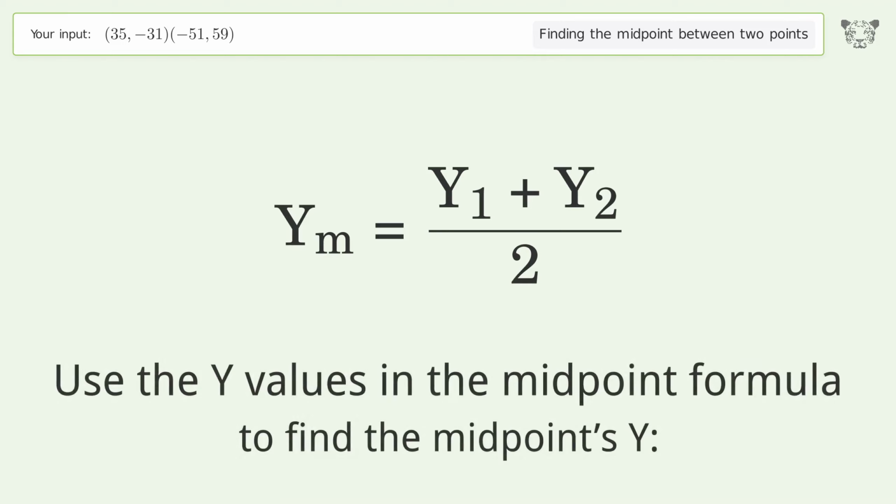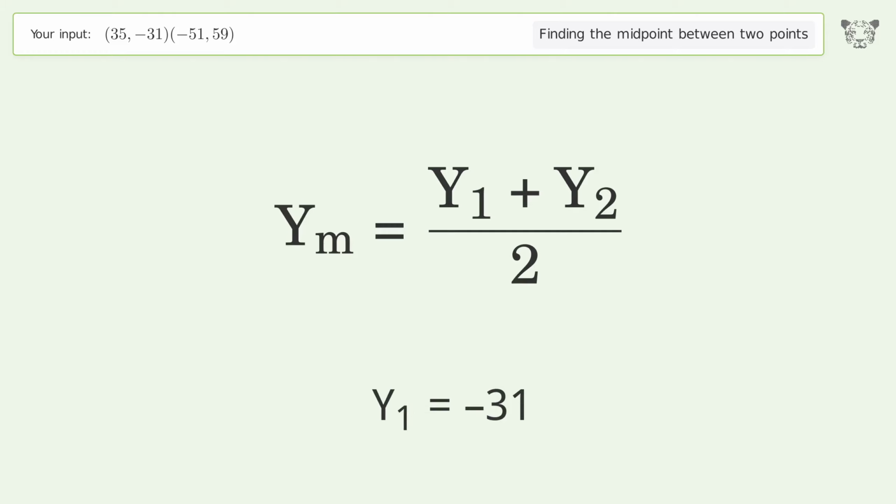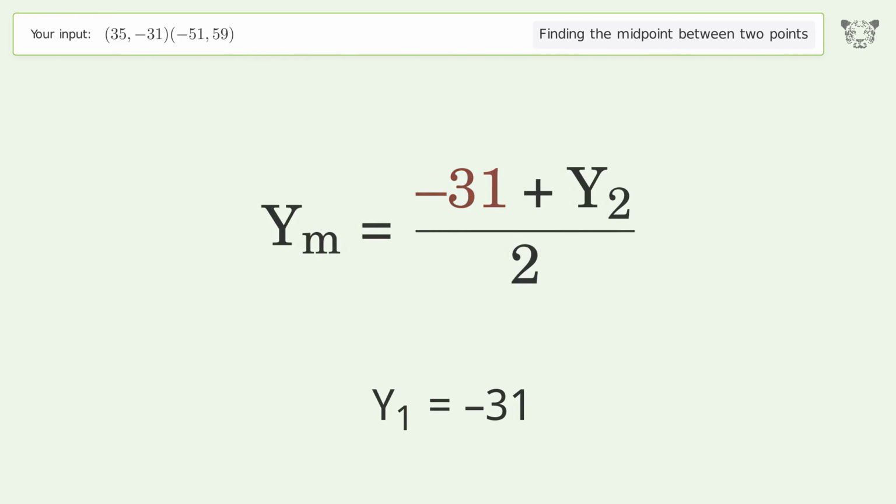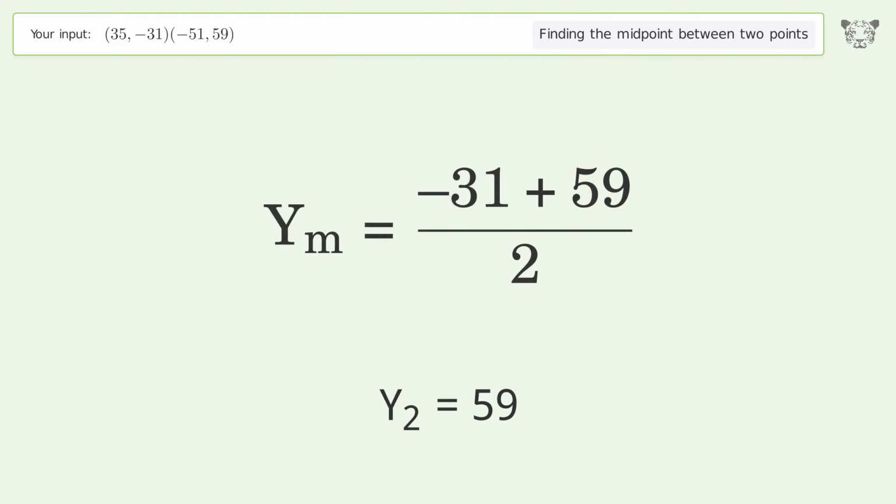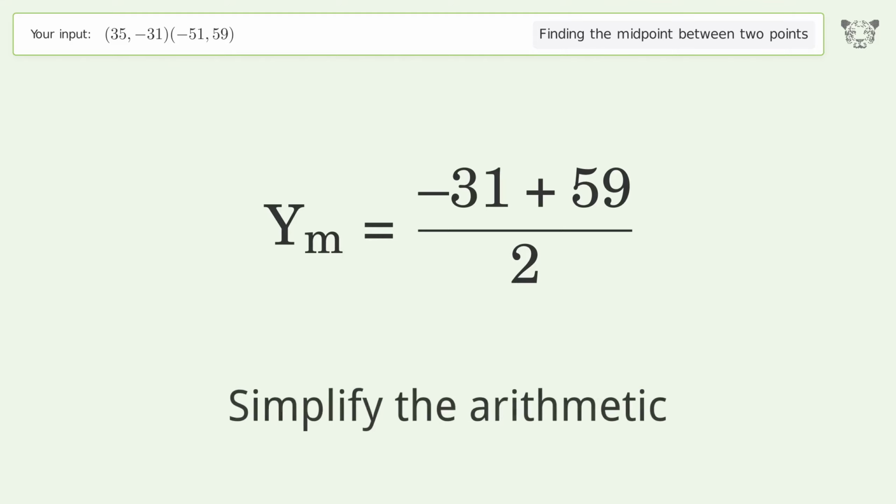Use the y values in the midpoint formula to find the midpoint's y. y1 equals -31. y2 equals 59. Simplify the arithmetic.